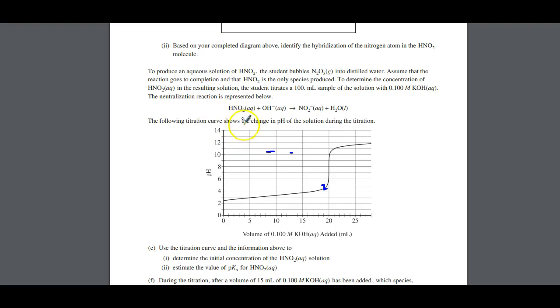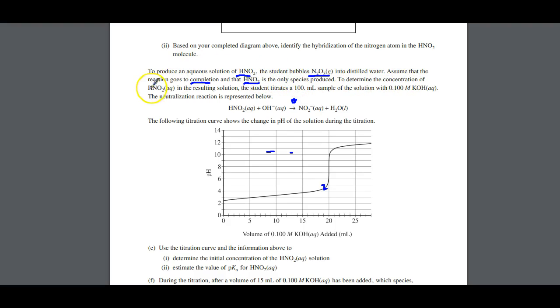the next part of the question says, to produce an aqueous solution of this acid, the student bubbles this N2O3 gas into distilled water. Assume the reaction goes to completion. That means single arrow, like that, and the only thing you make is HNO2. Okay, so that's not the reaction. Assume that you are making only that.